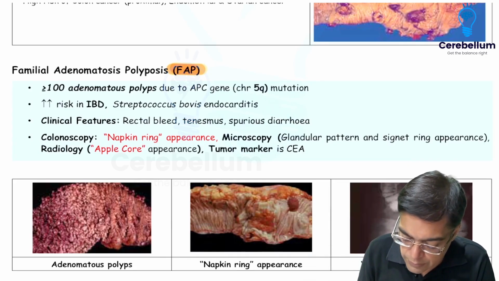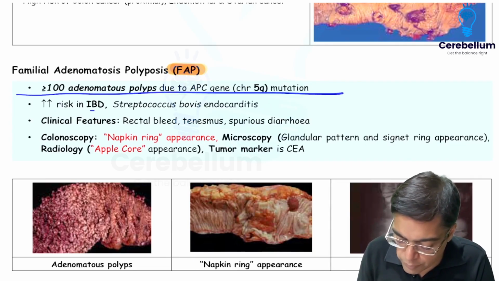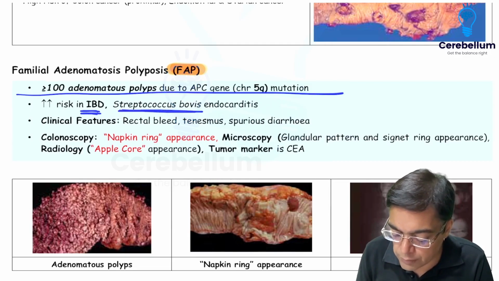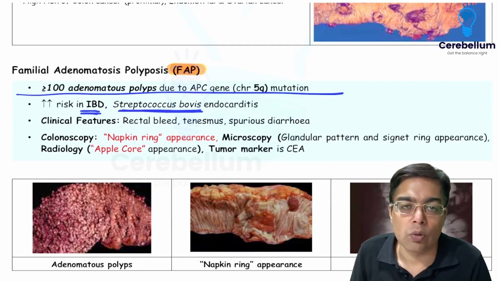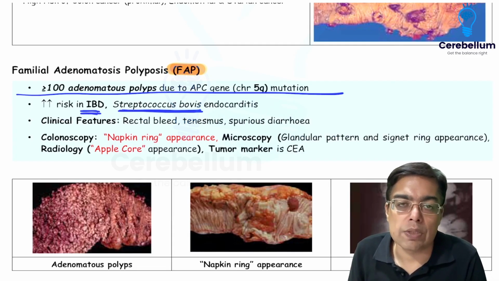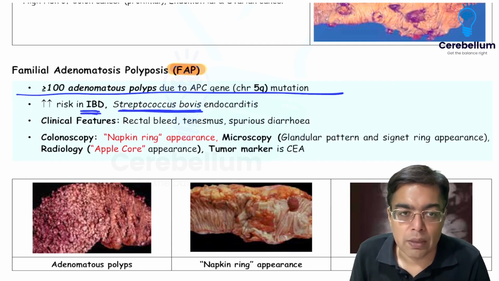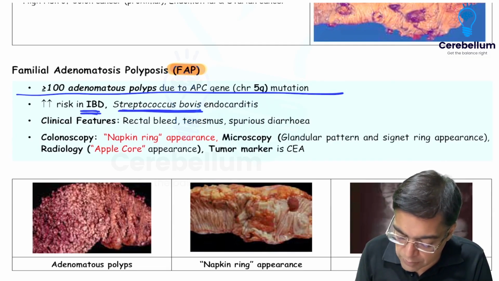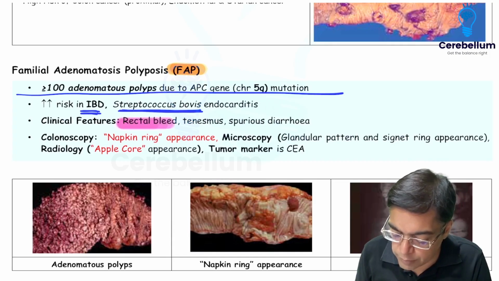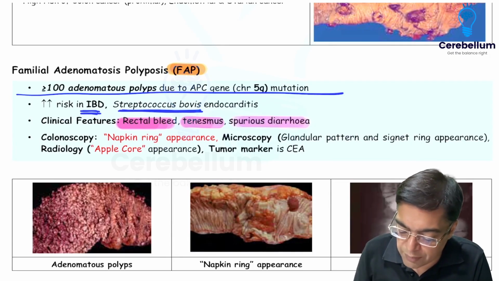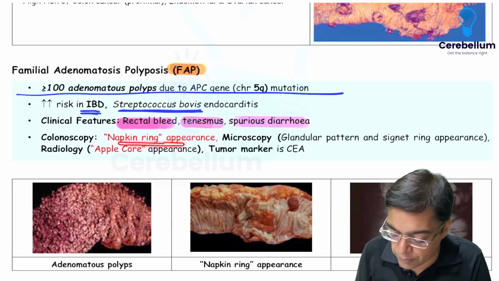Apart from Lynch syndrome and familial adenomatous polyposis, there can be other risk factors for development of colon cancer. For example, any patient who has inflammatory bowel disease, a high consumption of dietary lipids, chronic constipation, or Streptococcus bovis endocarditis. Such patients who have colon cancer quite commonly have a clinical manifestation in the form of rectal bleeding. Patients are going to have additional findings like tenesmus and spurious diarrhea. The gross appearance that we are going to see in the colon is given the name of a napkin ring appearance.